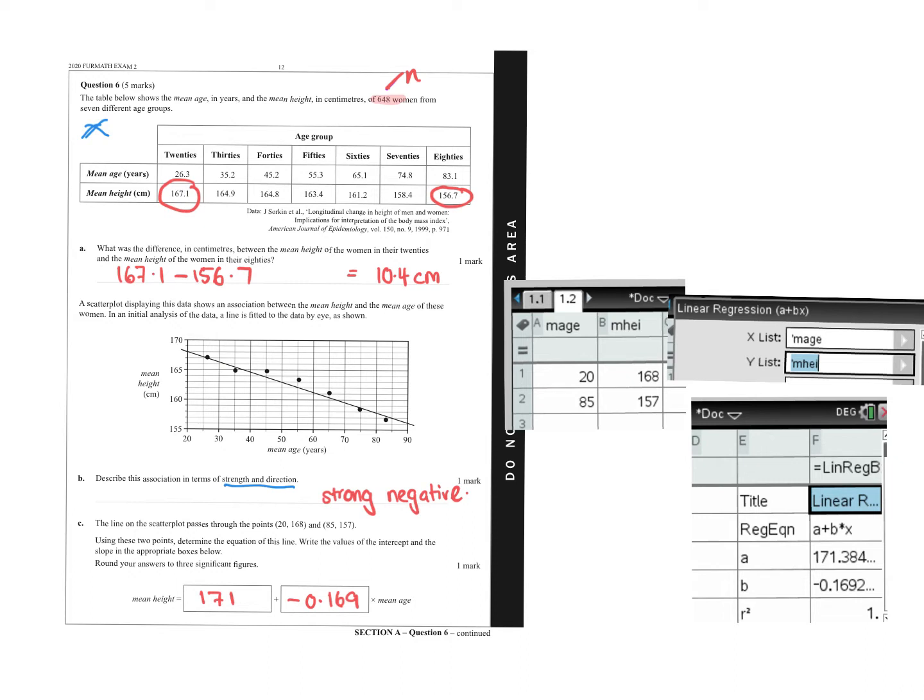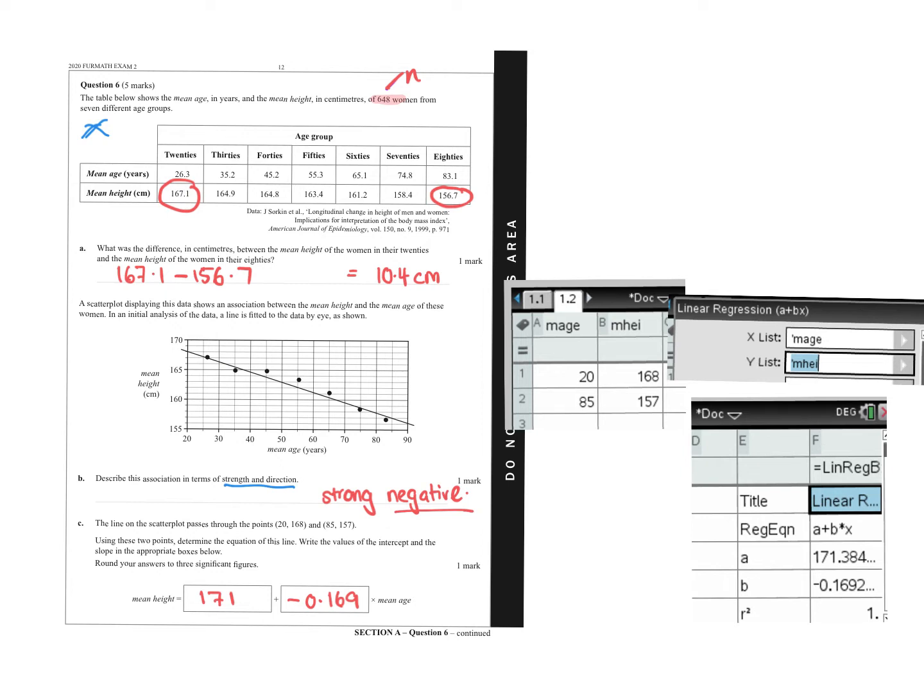Okay, so then the next one, it says describe the association in terms of strength and direction. So you can see from the graph, the dots are very close to the line, so that's a strong, and it's going downwards, and so that indicates negative.